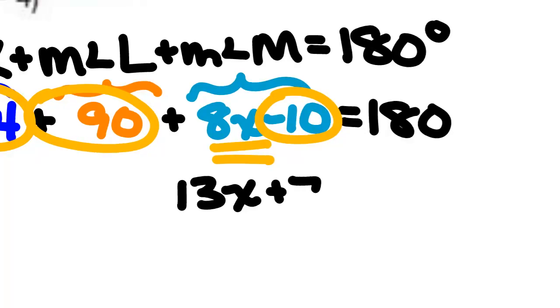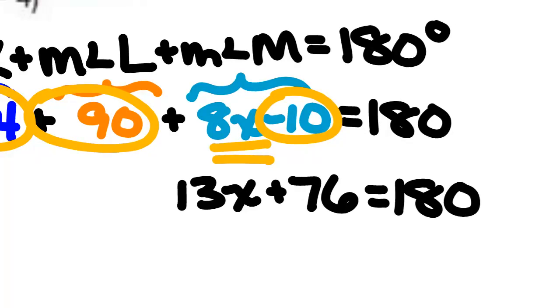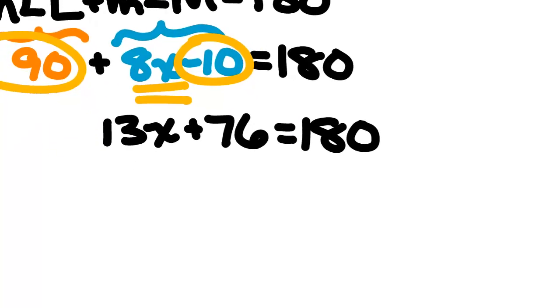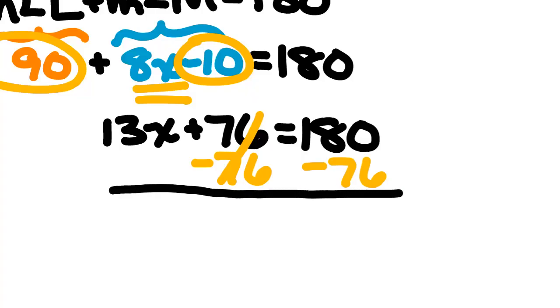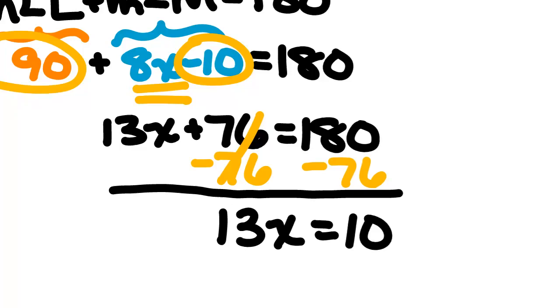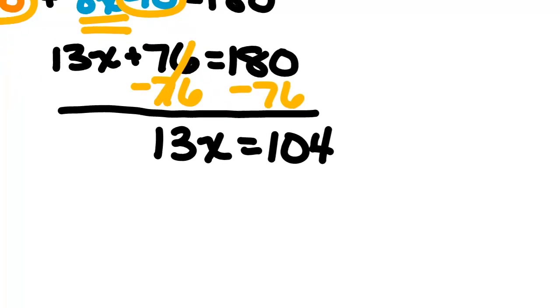We should get 76. So 13x plus 76 equals 180. Then we subtract 76 from both sides. What is 180 minus 76? 104. 13x equals 104. And then we divide both sides by 13.